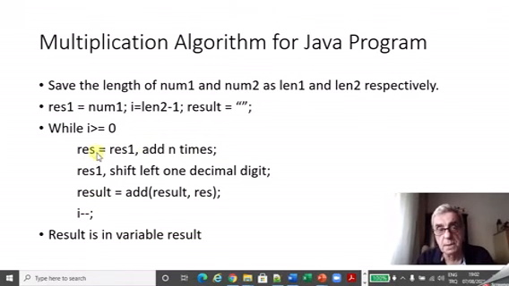number 1 to the result n times, where n is the current digit of the second number. Then we will shift S1 one decimal digit to the left, and then we add this data to the result. Then we get to the next digit of number 2. When the digits of number 2 have ended, the result is final. This is a very simple algorithm.